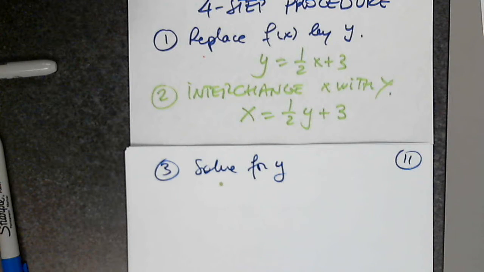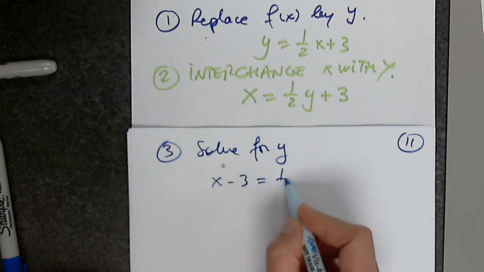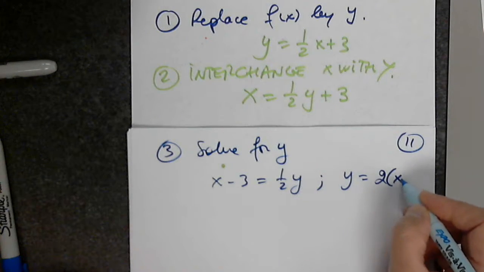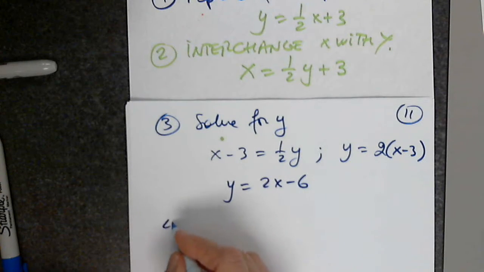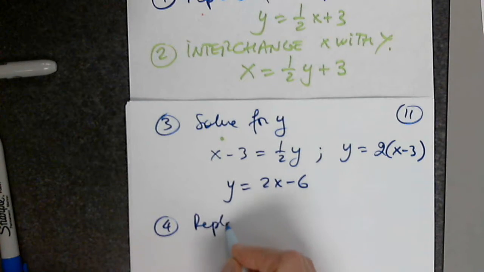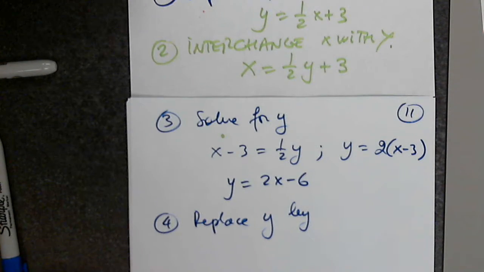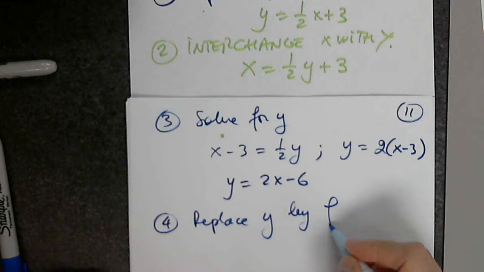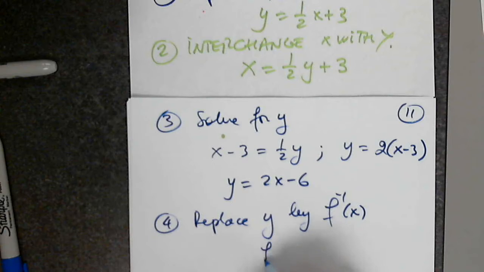How do I solve for y? Okay, so x minus 3 equals 1/2 y, and finally y equals 2 times x minus 3. Or if you want, 2x minus 6. In step 4, replace y by, what do you think? What are we looking for? I'm not looking for f of x. F inverse of x. Exactly. Because now that y would be f inverse. That's all I have to do. F inverse equals 2x minus 6.